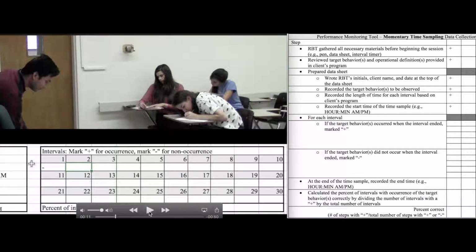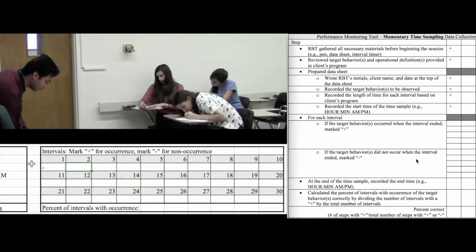All right, nice work. At the end of the interval, our client is not attending because she is not looking up towards the board. So she got a minus on interval 1. So going over to our PMT, we're going to say that Lance, our RBT, gets credit for correctly marking that the behavior did not occur within the interval. So here, he gets a plus. Let's watch the next interval.